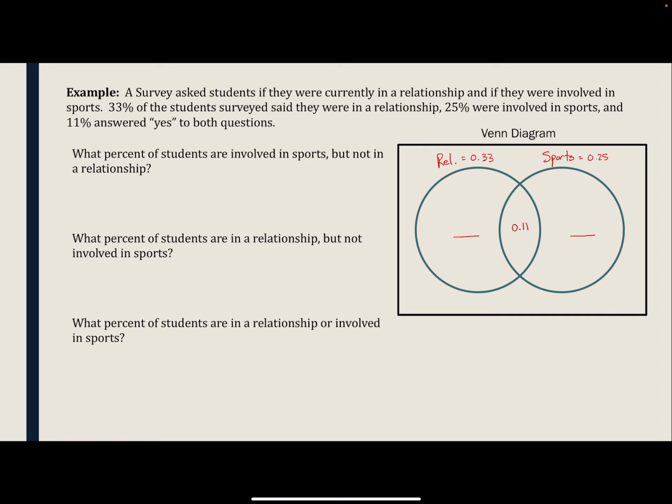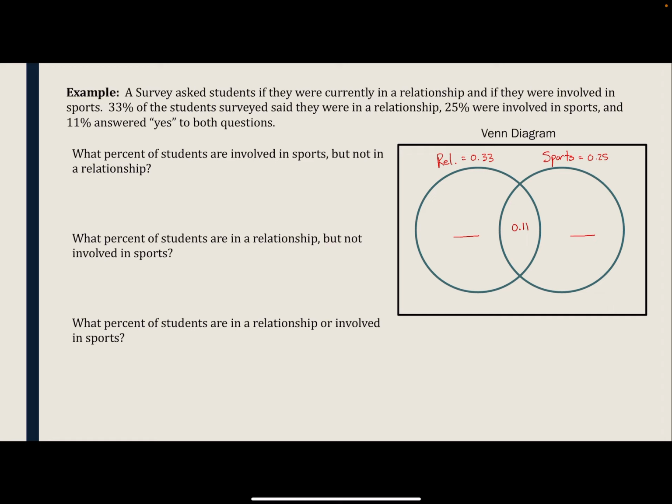The biggest mistake that I see students make is they automatically put the 0.33 inside the circle and the 0.25 inside the circle. You shouldn't do that. That 33% for students who are in a relationship doesn't mean that they are only in a relationship. It just means that in the relationship data column, they said yes.